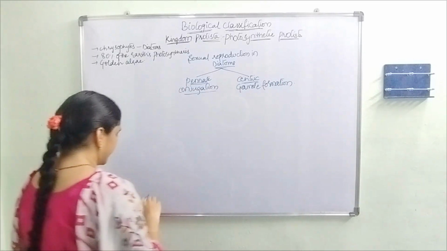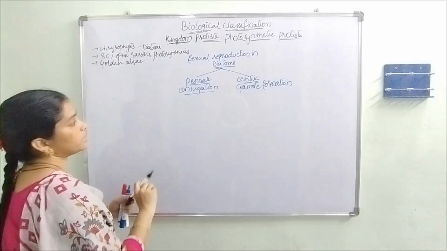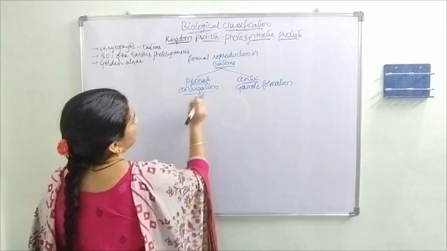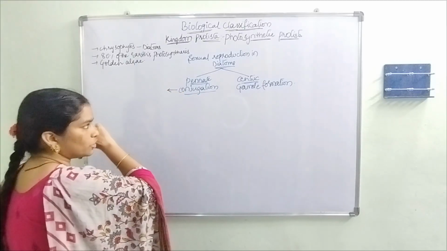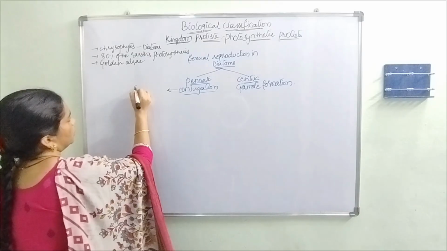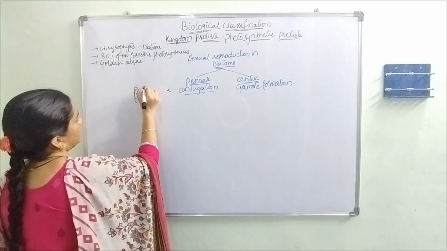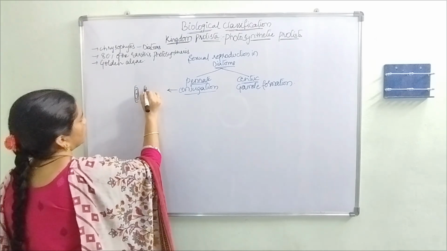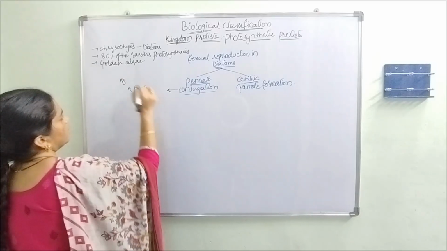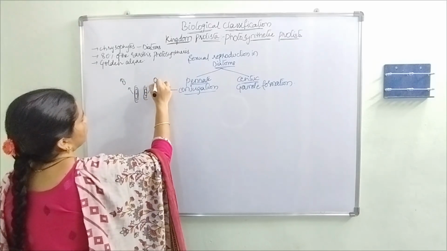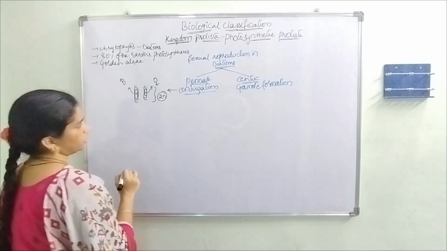Let's see the pennate type of reproduction. Sexual reproduction in pennales, that is conjugation. For this conjugation, we need two cells of diatoms, one bigger and one smaller. Let us say the bigger one is the male and the smaller one is the female, and both of these cells are in diploid condition.